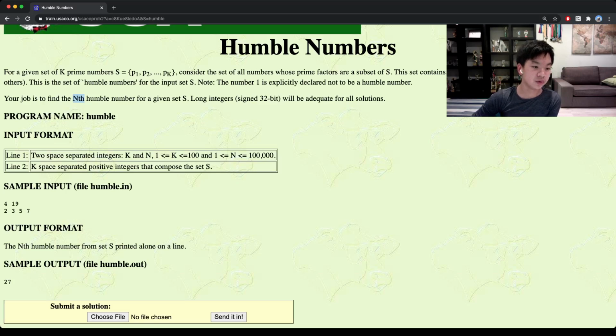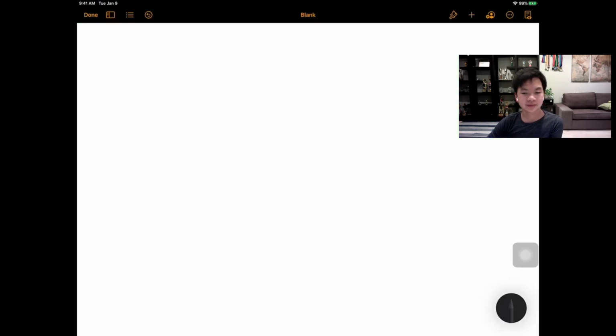For example, 2 would be the first humble number, and also the number 1 is not a humble number. So 2 would be the first humble number, 3 would be the second, 5 would be the third, 6 would be the fourth, and so on. In this example, 27 would be the 19th humble number from this set of numbers.